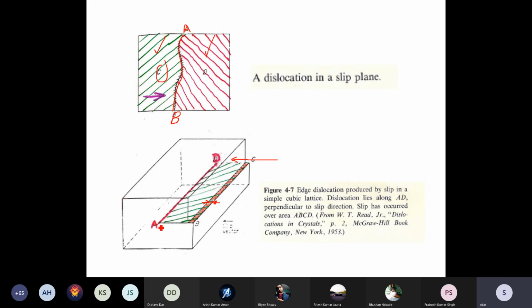And the line AD is the line separating the slip region from the yet to be slip region at your left. So AD is the region of localized lattice disturbance separating a slip region from yet to be slip region. Okay. Any question?